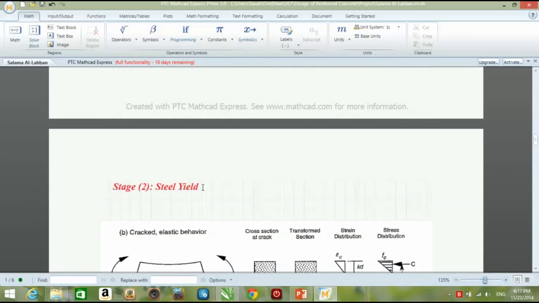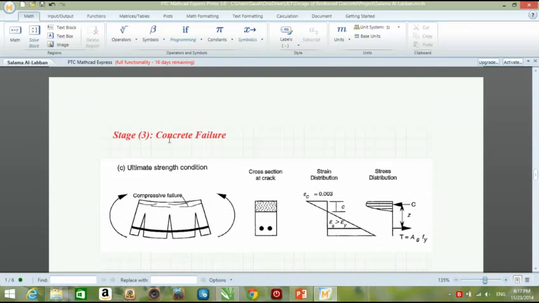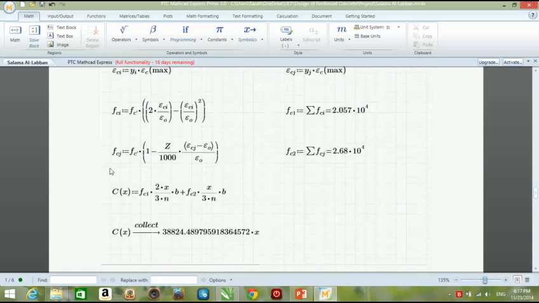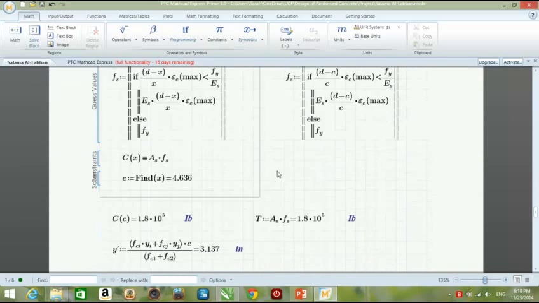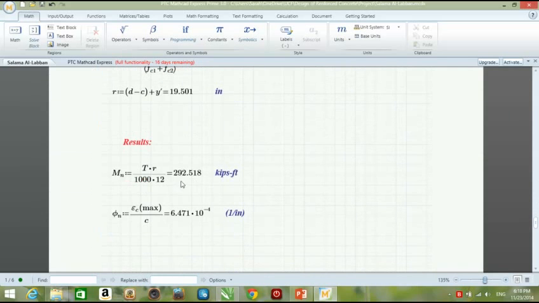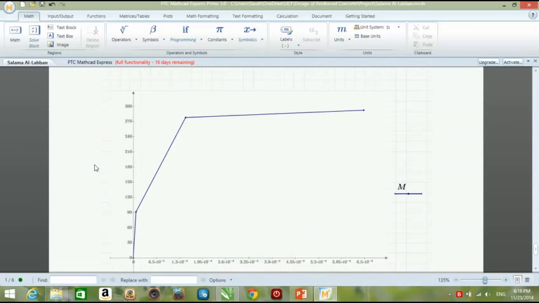For stage 2, steel yield, My will be 278.015 and phi y 55.147. And for stage 3, concrete failure, the value of C will be 4.636 and Mn will be 292.518 kips-foot and phi n equal to 6.471. And the plot of the relationship will be like this.